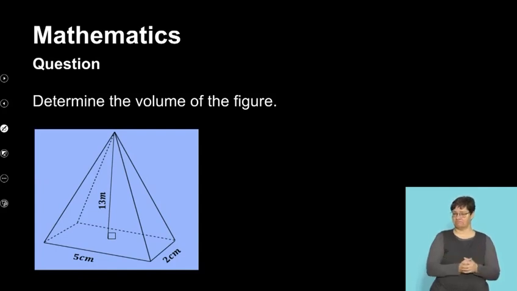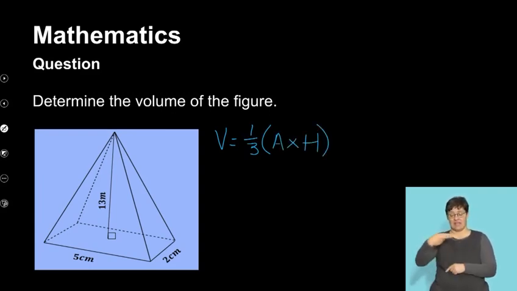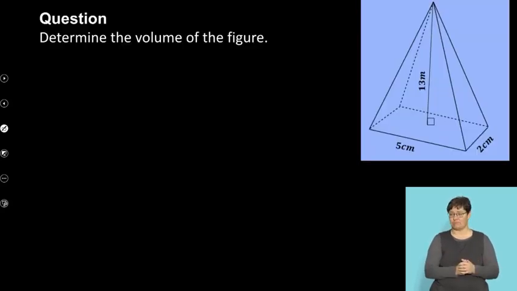So, we have been asked to determine the volume of this specific figure. If we have a look, we can see that we have a rectangular pyramid. Just a reminder that we define the volume of a rectangular pyramid to be 1/3 times the area of the base multiplied by the perpendicular height. So, let us get going with this calculation.